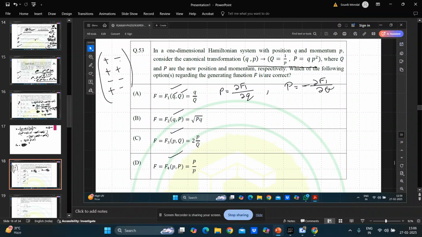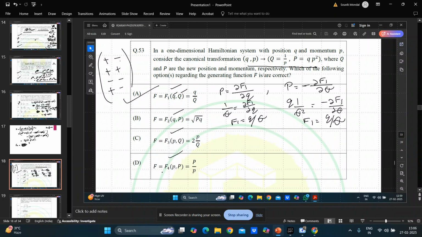Okay. So what is small p? Small p is simply 1 by q, that is del f1 del q. So f1 is equal to q by Q. Okay. So you can also cross check with this. So this is q into p square. P square is 1 by q square, is equal to minus del f1 del Q. So again you are getting from this q by capital Q. So this option is correct.